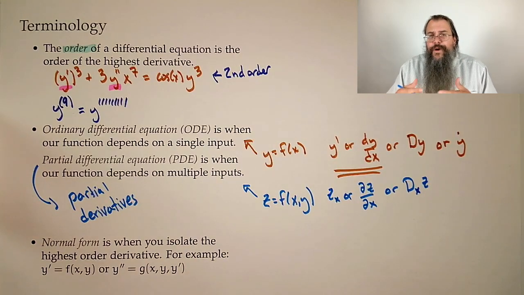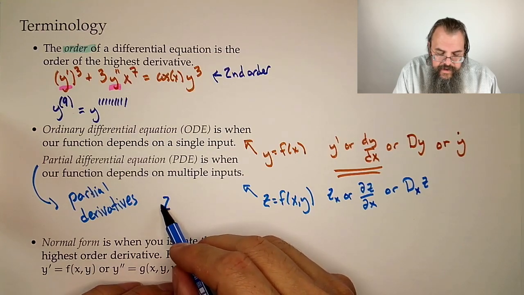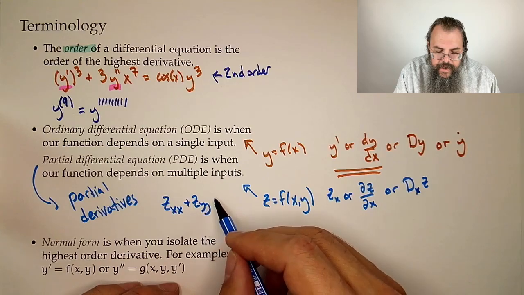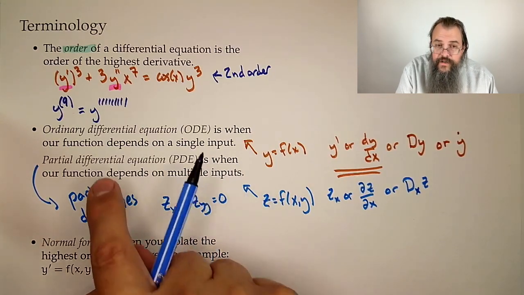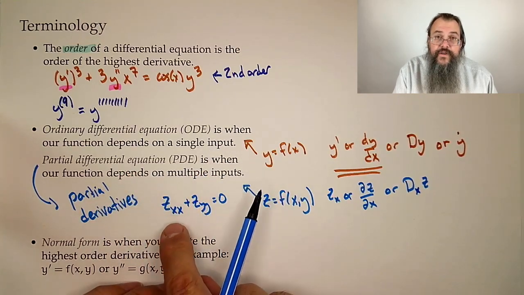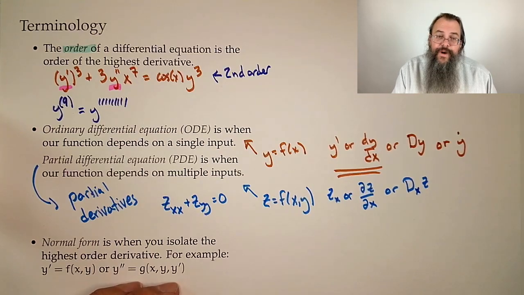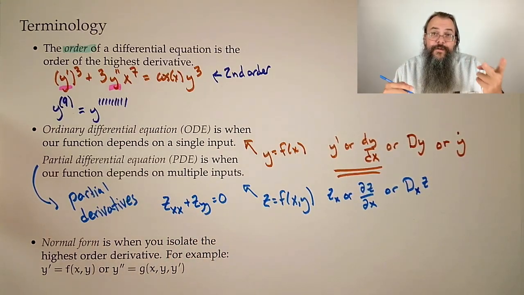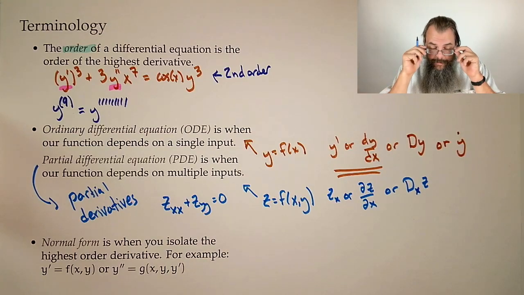All right. So what does one of these look like? One example you might encounter: z_xx plus z_yy equals 0. This would be an example of a partial differential equation because it involves partial derivatives. And we can even say it's a second order partial differential equation because this notation says you're taking 2 derivatives with respect to x, and here we're taking 2 derivatives with respect to y, and we put it together.